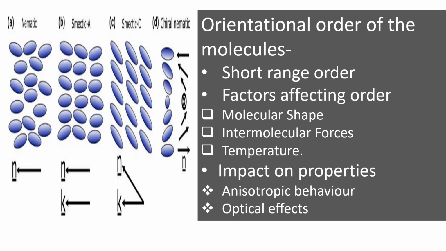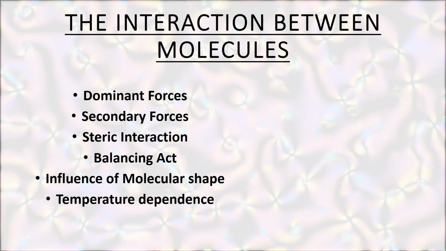So while not perfect, the short-range orientational order in smectic A phases is a crucial aspect that distinguishes them from isotropic liquids and contributes to their unique properties. Now let us understand the last static property of smectic A materials. The interaction between molecules in smectic A materials is a complex interplay of various forces that ultimately lead to the characteristic layered structure and properties. So let us understand it one by one.